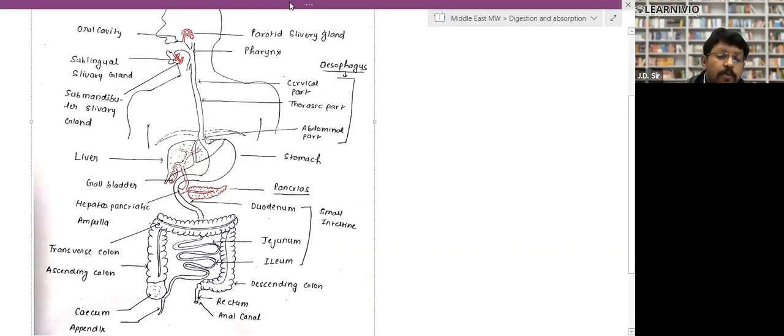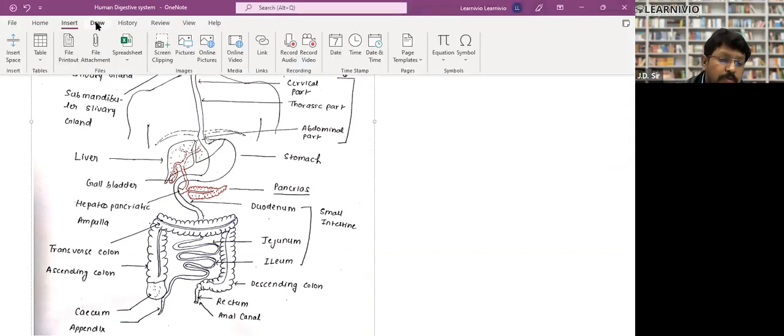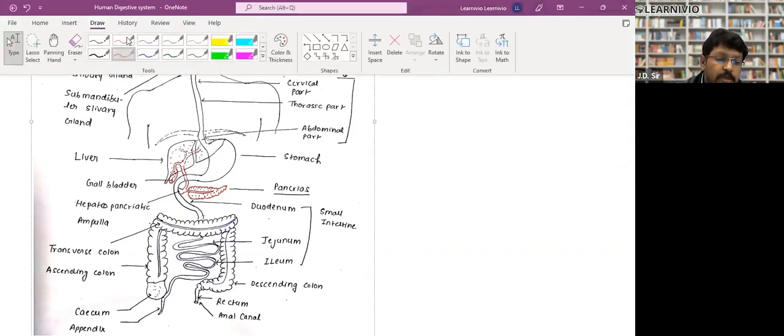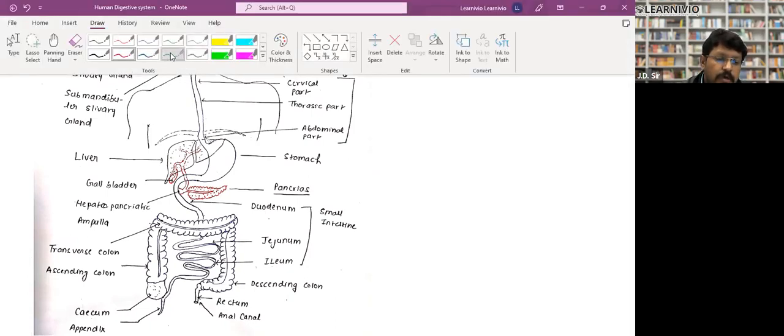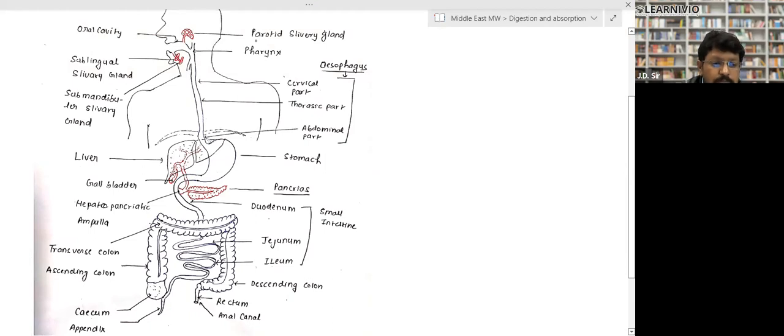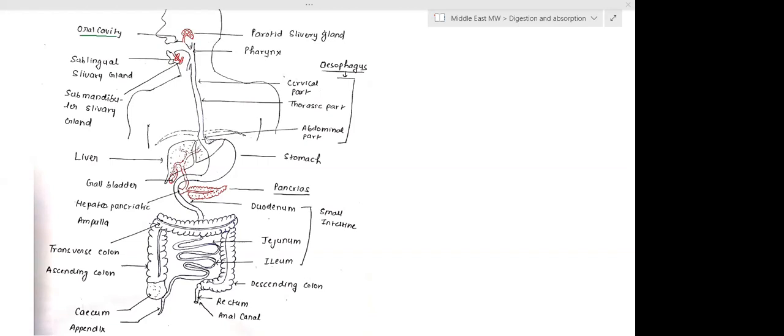Why does it start from the mouth only? Because in the mouth, we have a certain kind of glands. These are actually called salivary glands, right? The space inside our mouth is called the oral cavity. Inside the oral cavity, we have certain glands, and these glands are actually salivary glands. Look, at the upper part of the mouth, we have three types of salivary glands.